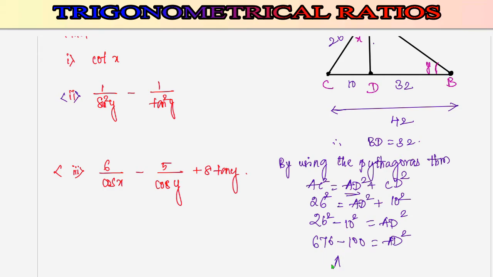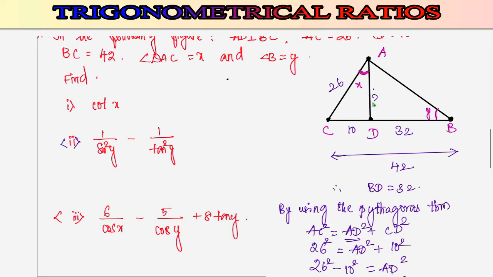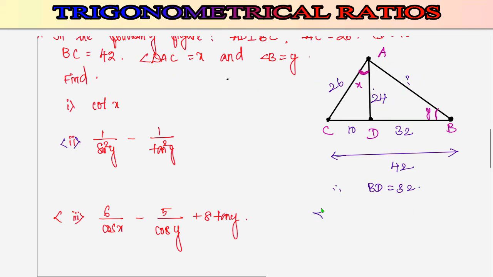So we got AD square is equal to 576. Therefore AD is equal to 24. The root of 576 is 24. So we got the AD value as 24. Next we need to find the AB value.